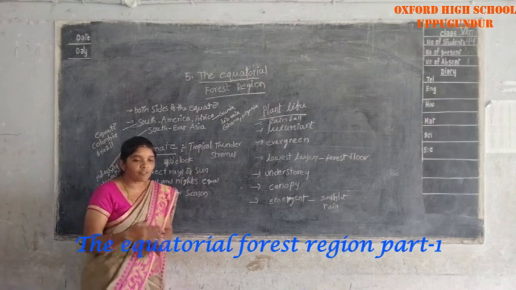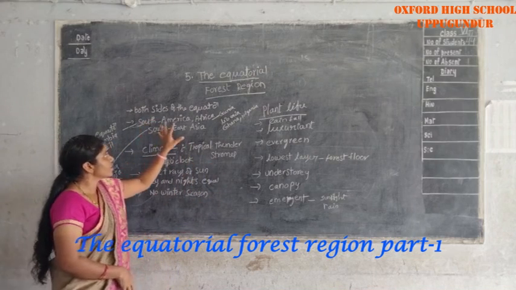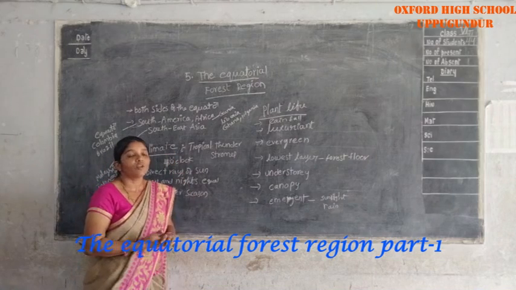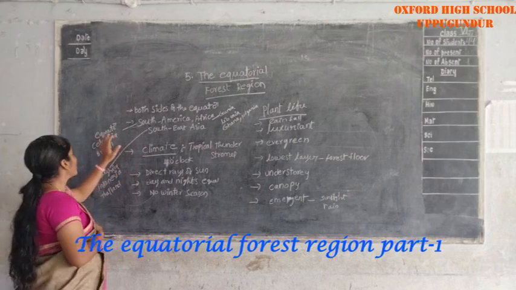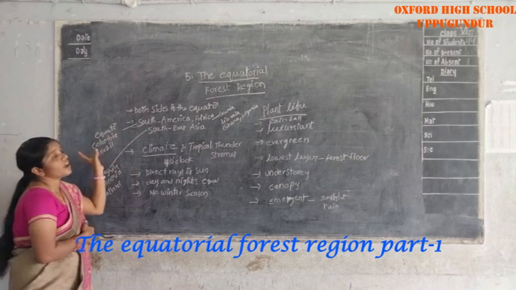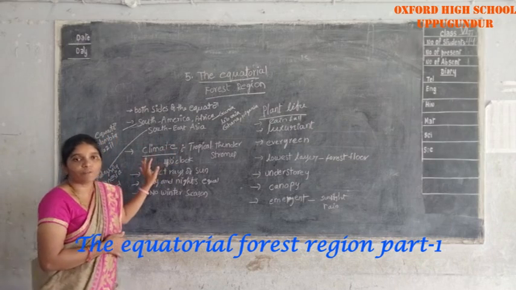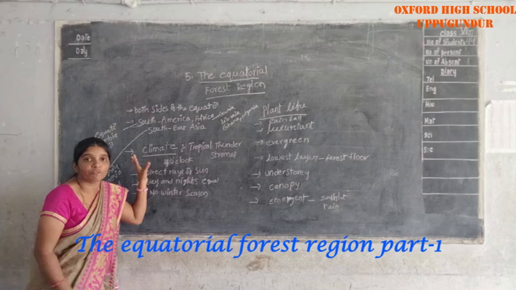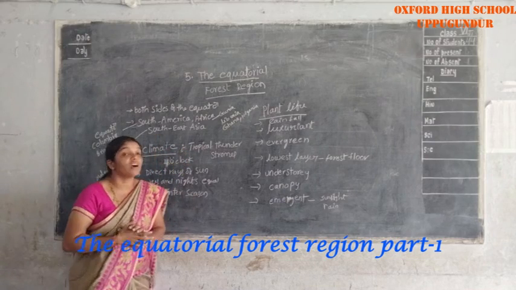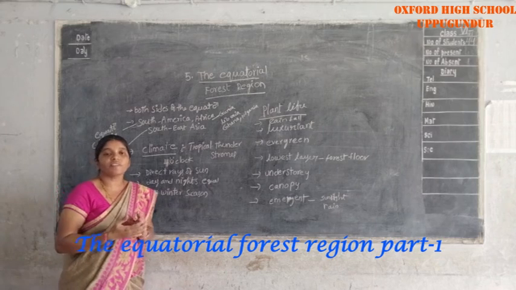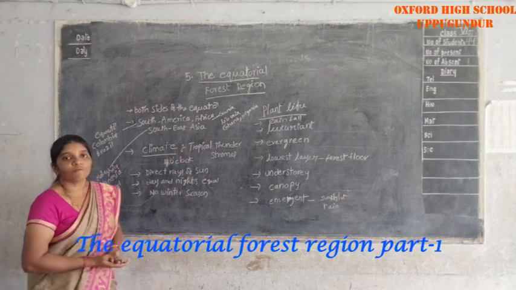These countries, continents and places are there. The most important places in this region are in South America: Ecuador, Colombia, Brazil. These are the important places in the equatorial forest region. In the Africa continent, Guinea, Liberia, Ghana, Nigeria, so many cities are there.